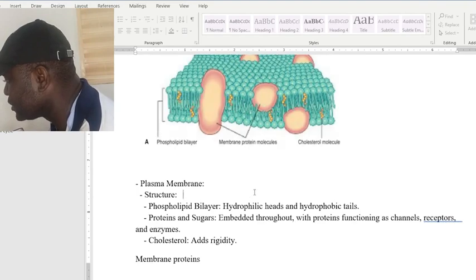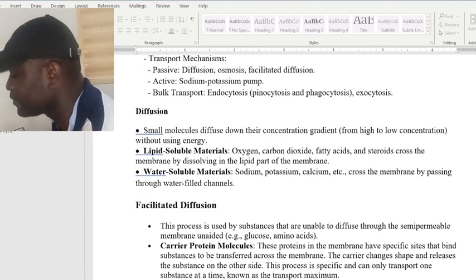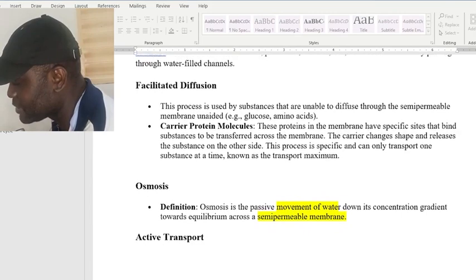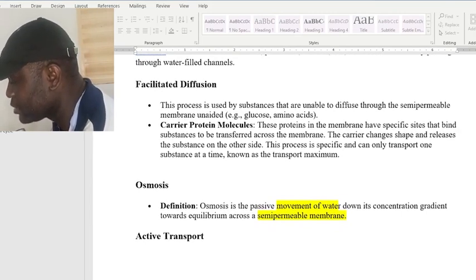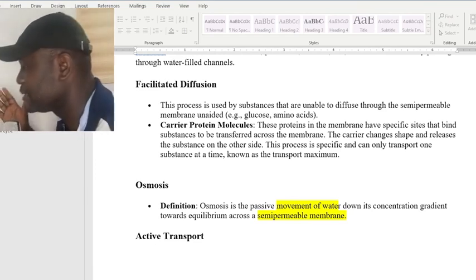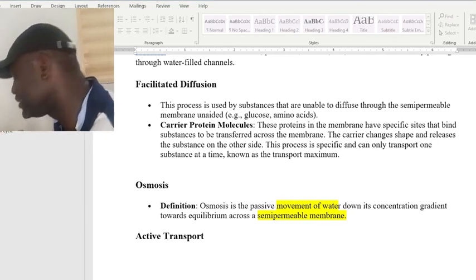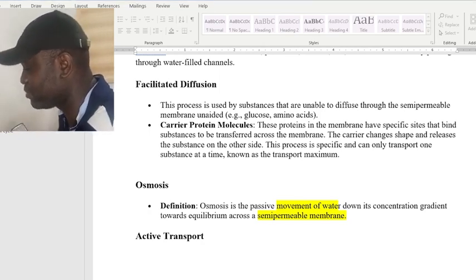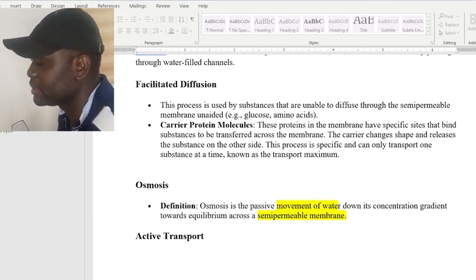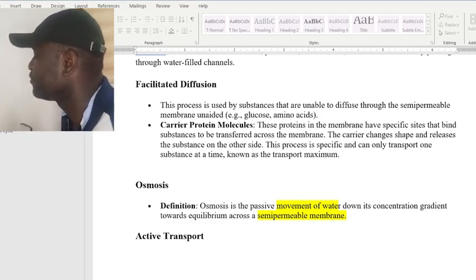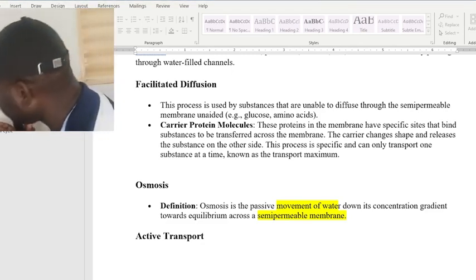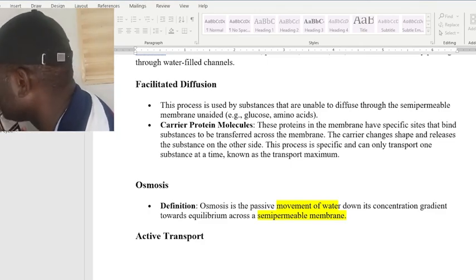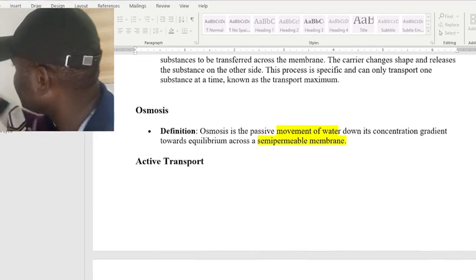There is a substance binding here, then the protein now turns upside down to deliver the substance inside the cell or outside the cell. So that's what facilitated diffusion involves. It involves a carrier protein, and the substance binds to the carrier protein, then the carrier protein changes shape to deliver the substance on the other side. Osmosis is the last thing under the passive transport, and osmosis is just the movement of water.